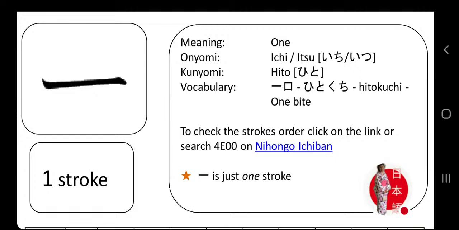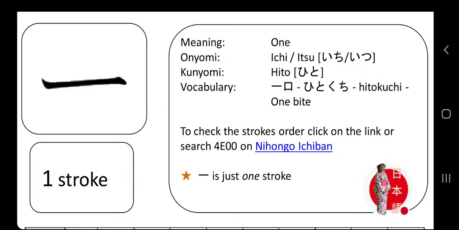Hello everyone. So for today we will study the kanji: the first 103 kanji that you need to learn if you want to pass JLPT N5. Okay? And then we will divide it into 5 to 6 lessons. So for the next few days, we will be studying kanji.